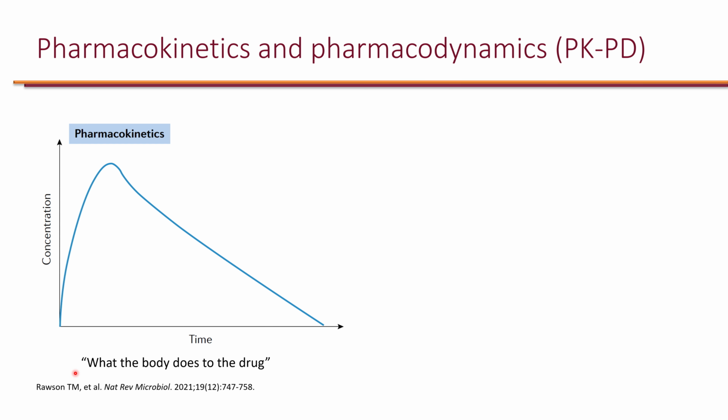So pharmacokinetics in general means what the body does to the drug. In general, you can think of it this way: once you start giving the drug, the concentration keeps going up. Once you stop giving the drug, whether it was oral absorption or intravenous, when you stop the infusion, you have a drop in the concentration. So the body starts eliminating the drug.